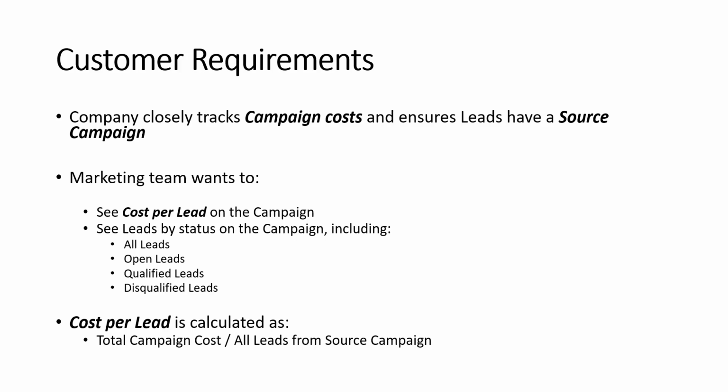Now, when we put that aside, what we're looking at next is that the marketing team wants to see a cost per lead on the campaign. So they just want to see a quick calculation that shows that amount. And then they also want to see all leads by status, and not so much see them because we've already got the subgrid there. They can filter that as they need to, but they want to see a count so that they're not having to constantly switch the view and see how many people are open or all leads or qualified leads or disqualified leads. And so a couple of roll-up fields can achieve that. And then, as I said, that cost per lead is calculated in a very simplistic manner. Total cost of the campaign divided by all leads that have that source campaign noted. And that is the math that's going to be used for this.